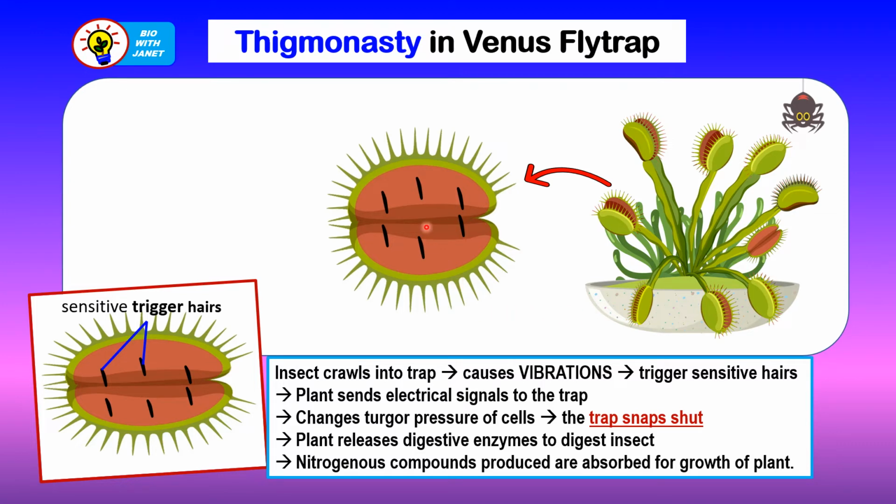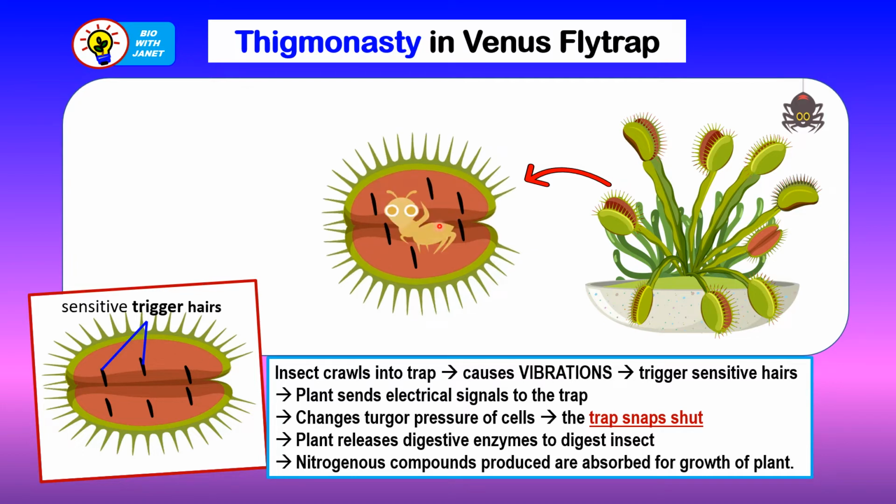The insects are attracted because the trap will give out a sweet-smelling nectar or liquid. So it makes the area here have a sweet, fruity smell. So the insects are attracted to the trap. Then as they enter the trap, they may touch these hairs and cause vibrations of the hairs.